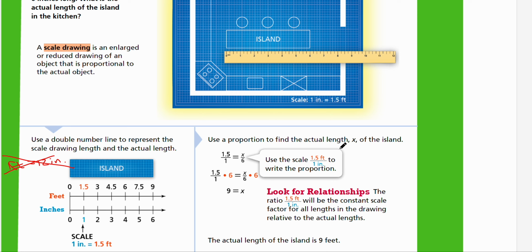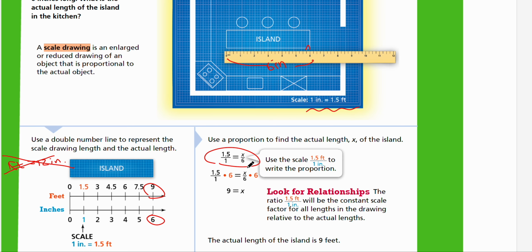So use a proportion to find the actual length of the island because the blueprint says the whole thing. The length of the island would be what? 6 inches. So the length of the island would be 6 inches in the blueprint. But that means 6 inches would be 9 feet actually, because every inch would be scaled to represent 1.5 feet in this blueprint. So actually it would be 9 feet long.